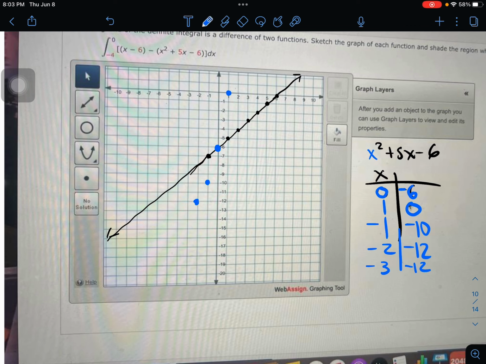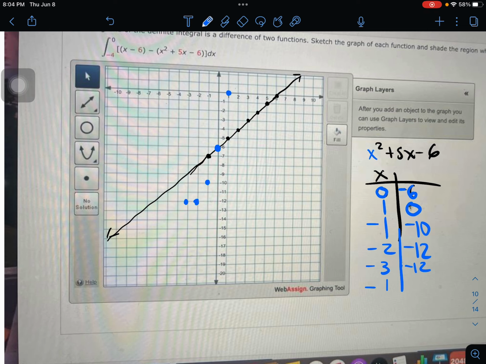Now I'll go ahead and graph that. Negative 3, negative 12 is right there. And we'll do one more. Let's do a negative 6 and see what we get when we put a negative 6 in.